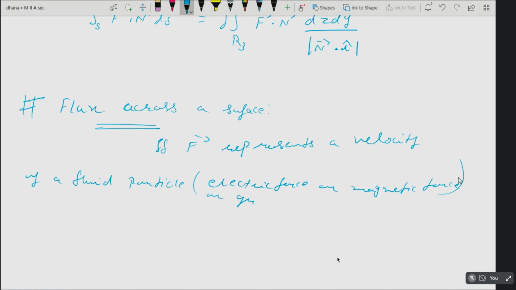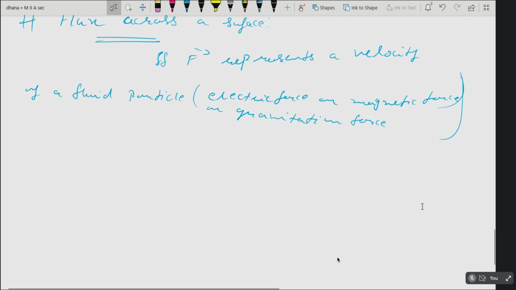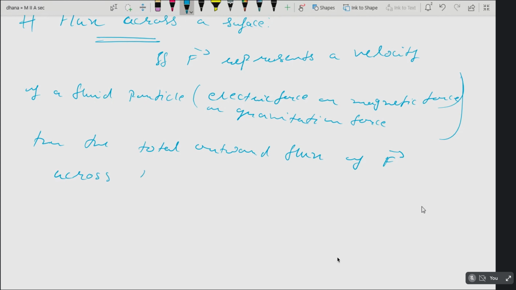Or it can be gravitational force. Depending upon that, the result is mentioned here. Now I'm talking about F bar being the velocity of a fluid particle. Then the total outward flux of F bar across a closed surface S is given by this thing only, the surface integral of F bar dot n bar dS.